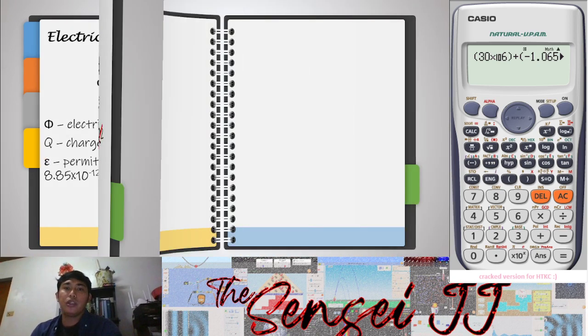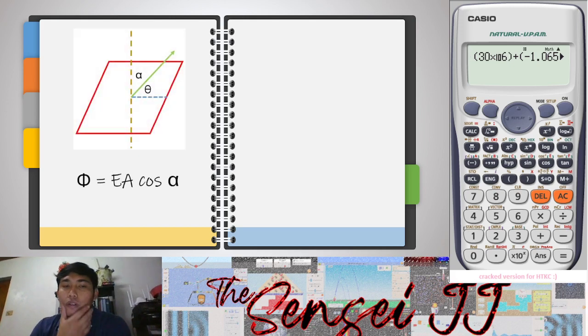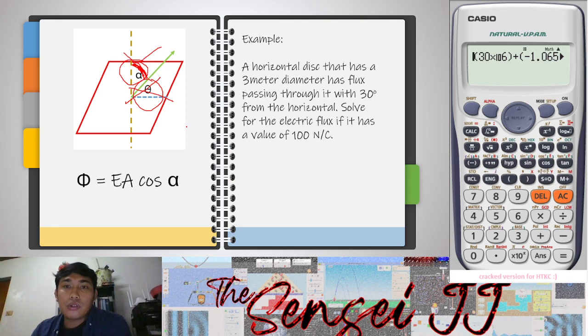Okay, so let's proceed. So we have here our formula. If in the event our electrical field line has an angle, we have here our formula: E A cos alpha. We will be measuring our angle with respect to our y-axis. We will be not in here, but in here, in our alpha. Okay, so let's try to solve for this one.